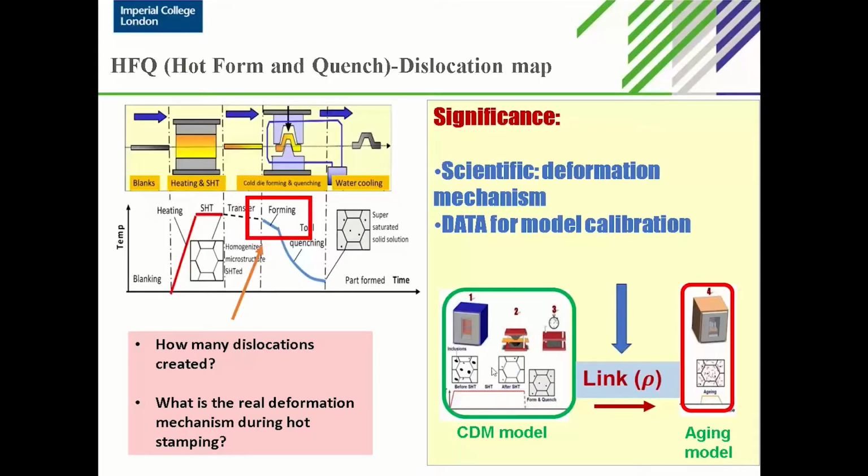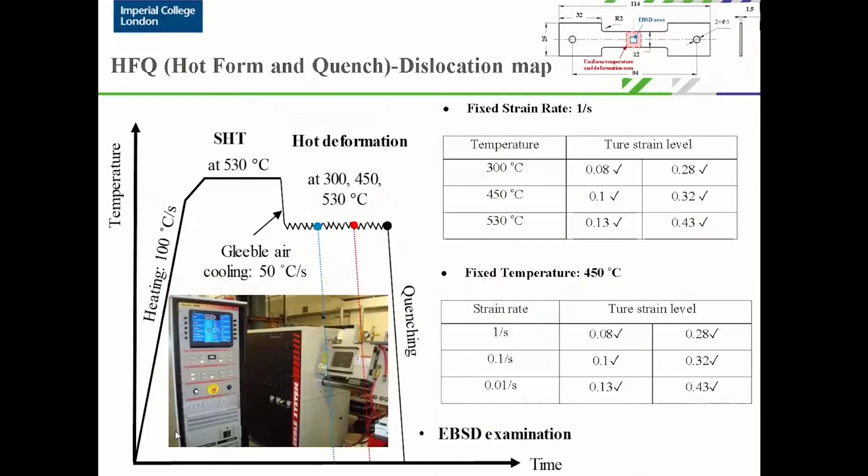So this is why we are working on how many dislocations are created. Based on such an aim, what we defined is again the temperature profile, and this experiment is also based on Gleeble, which could accurately control the temperature and strain rates of the components. So again, this is the temperature profile: heated to the solution heat treatment temperature, and then quenched to three different temperatures, 300, 450, and 500 degrees C.